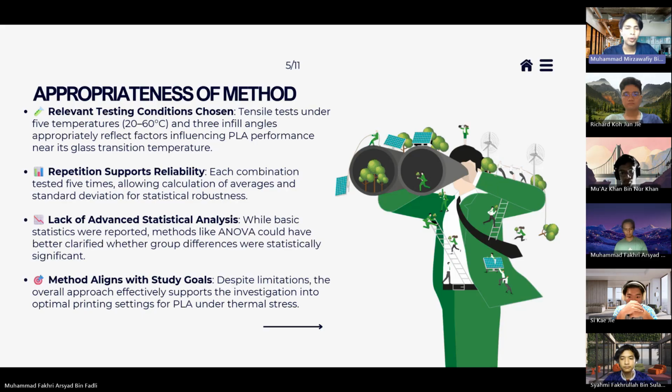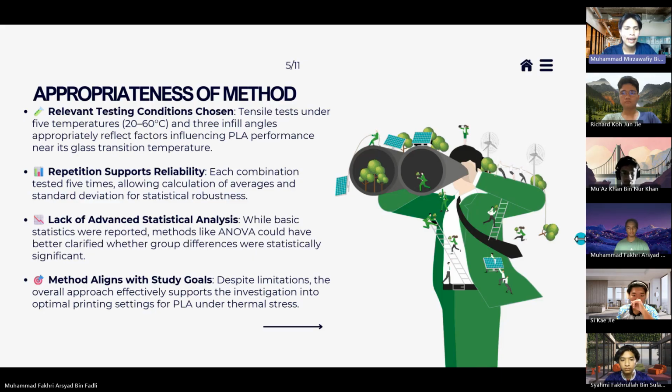And for the appropriateness of the methodology, relevant testing conditions were chosen, using tensile tests under 5 different temperatures with 3 infill angles to appropriately reflect factors influencing PLA performance near its glass transition temperature, which reflects most real-world use. Also, the study used 5 temperatures and 3 infill angles, 5 times each, which adds up to around 75 specimens, allowing calculation of averages and standard deviation for more statistical robustness.